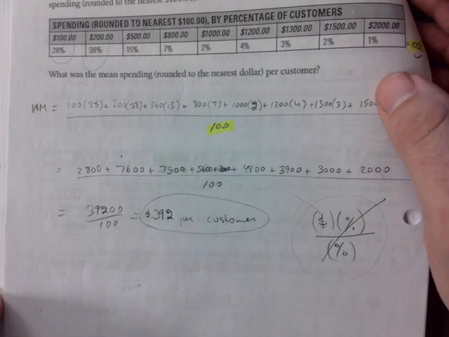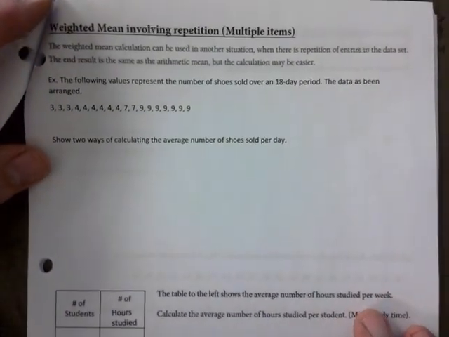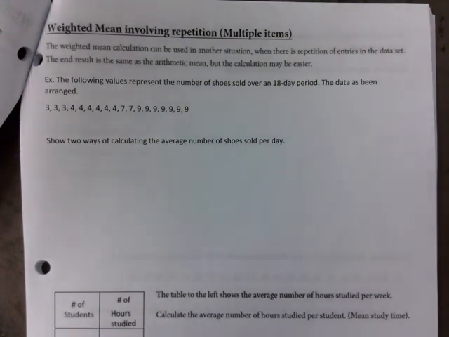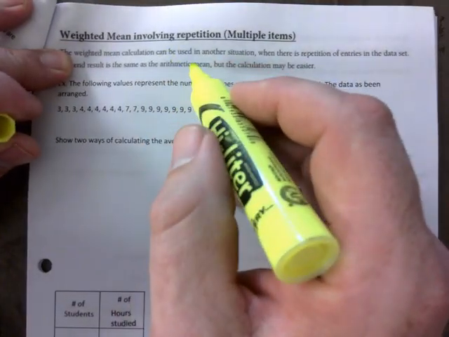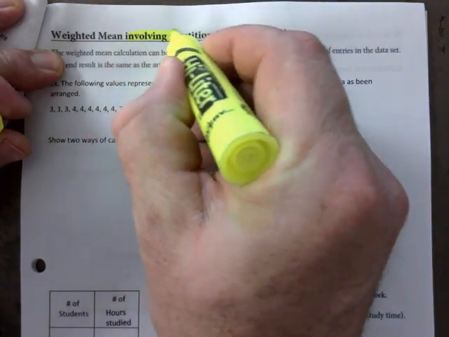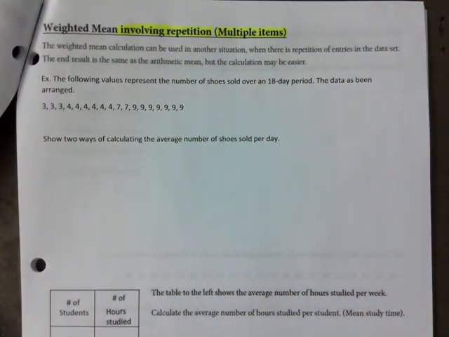All right, we're going to go to page 44 now. We're going to leave weighted mean using percentages, and we're going to start talking about repetition. Okay, and so have highlighters ready again. Some of you are like, nope, not highlighting. That's okay. You do you, right? So involving repetition, multiple items, you can call it the same thing.